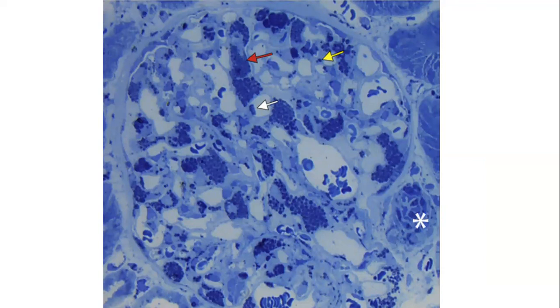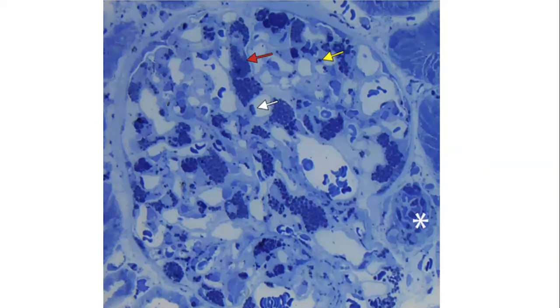So yeah, the yellow arrow is the darkly stained round inclusion in mesangial cells. And in the endothelial cells, you'll see the same inclusions, the white arrow in the glomerulus. Also, there is an arteriole with Fabry inclusion bodies with the asterisks, and this is a toluidine blue stain.